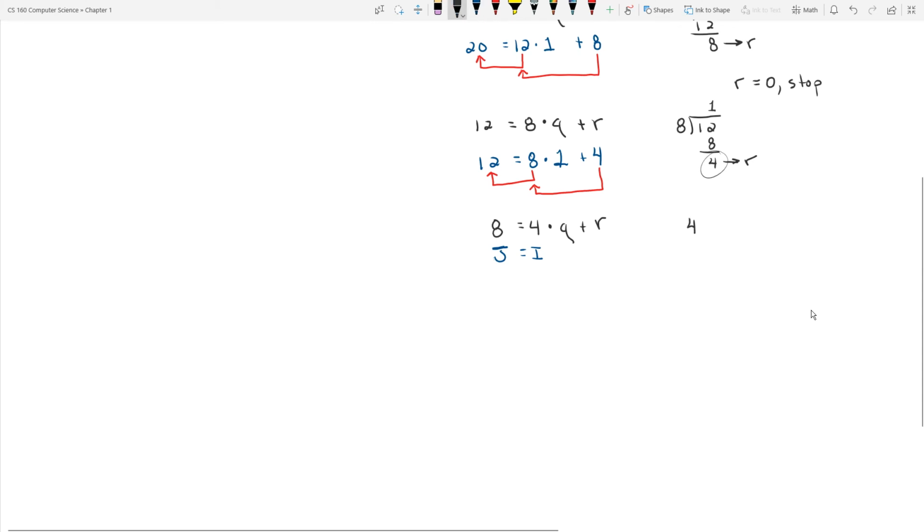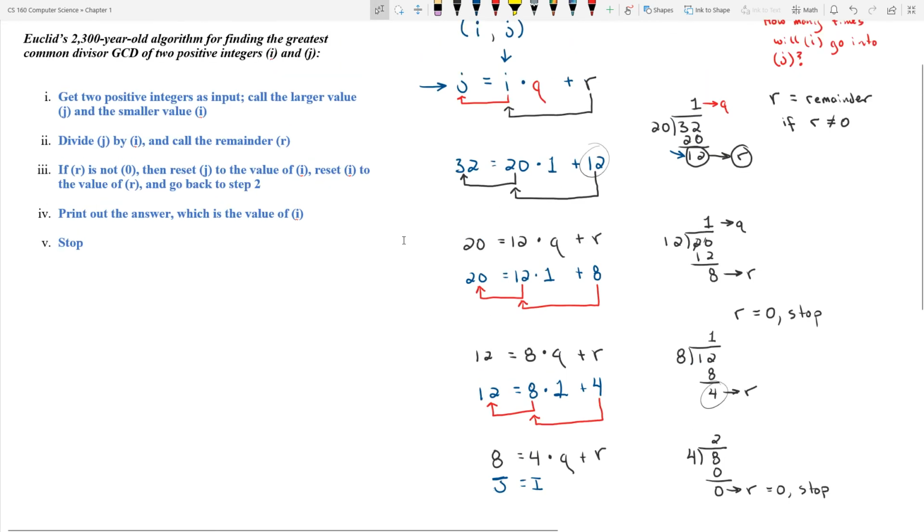How many times does 4 go into 8? Well, it goes into 8 perfectly 2 times. And we finally have our 0 remainder. Now that r is equal to 0, we must stop. And we will display, and in this case, because I have reversed these variables, it says print out the answer, which is the value I.